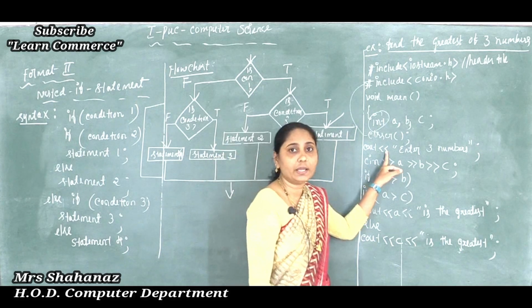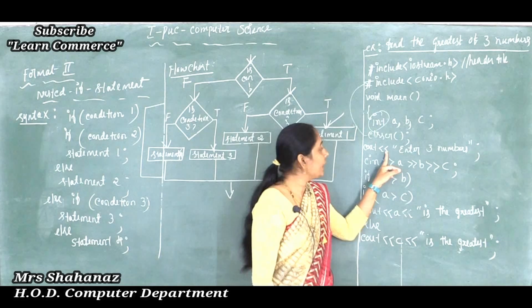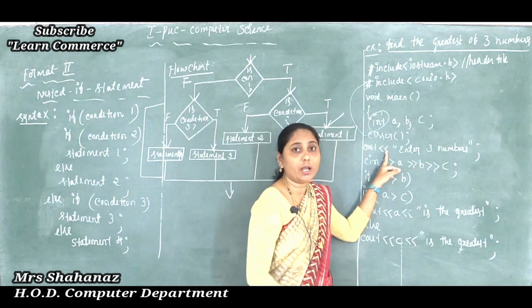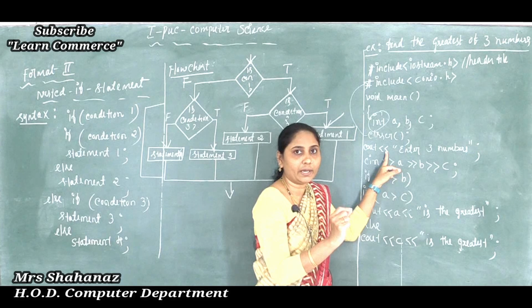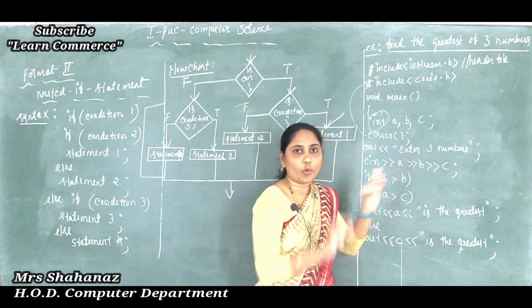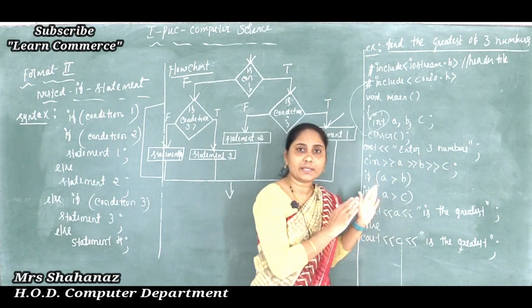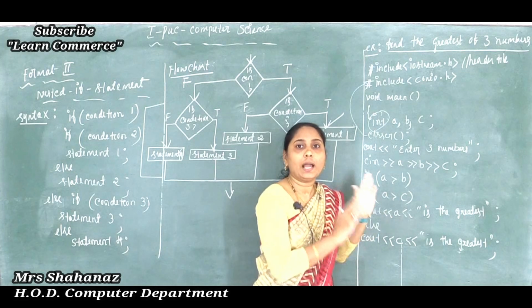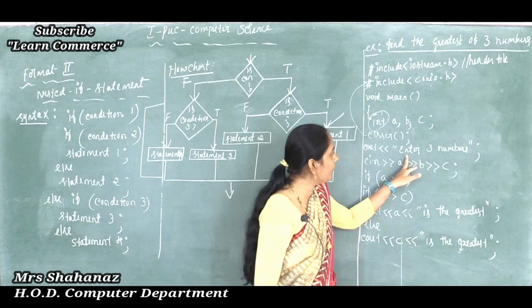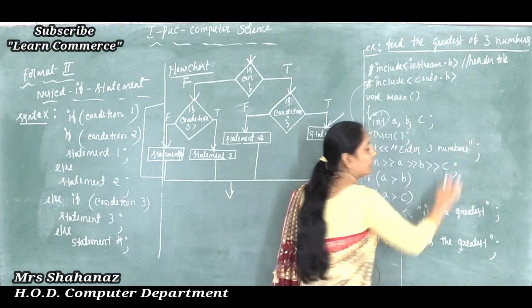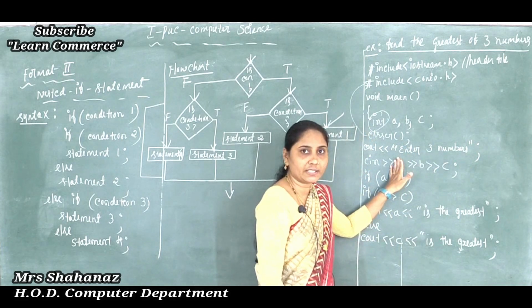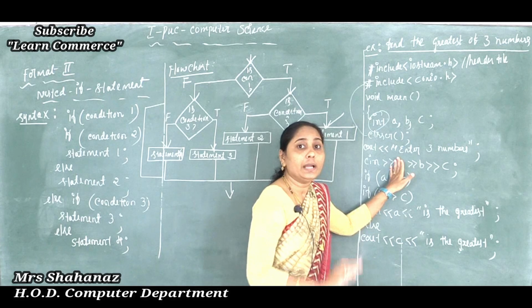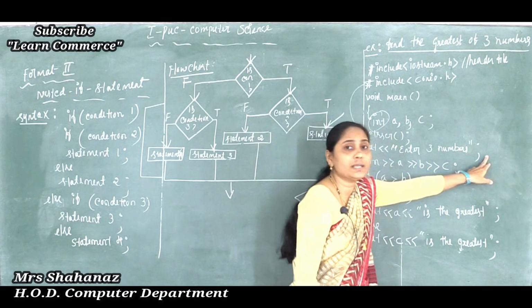This is called the stream insertion operator. Then whatever message you want to display on the screen, I write, "Enter three numbers here," and such a message is enclosed in double quotation marks. Clear this point here? All those messages are enclosed in double quotation marks, and later the semicolon.